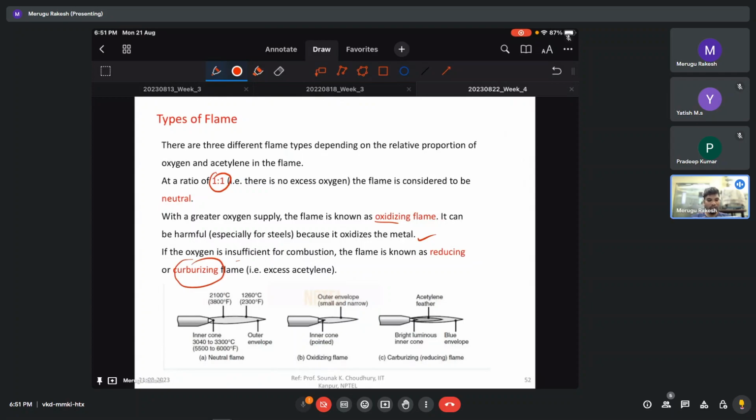By color also you can identify. A bright luminous inner core with a blue envelope is carburizing. An inner core that is pointed, with a small and narrow outer envelope, is oxidizing. And a very large flame you can say is a neutral flame.